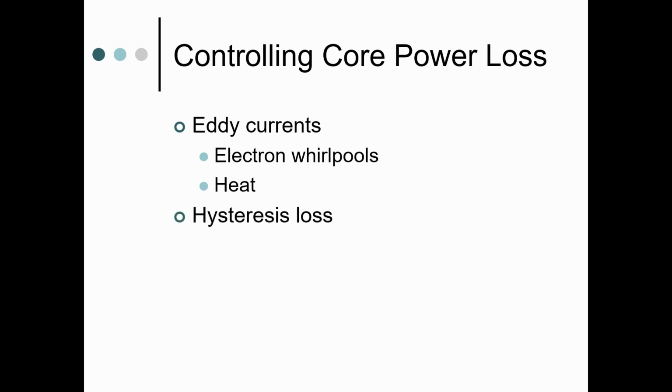A secondary form of energy loss is called hysteresis loss. Hysteresis loss is caused by the atoms of the core material flexing and rubbing against one another, and this rubbing action produces heat. We want our transformer to perform its intended function of controlling voltage, not producing heat.